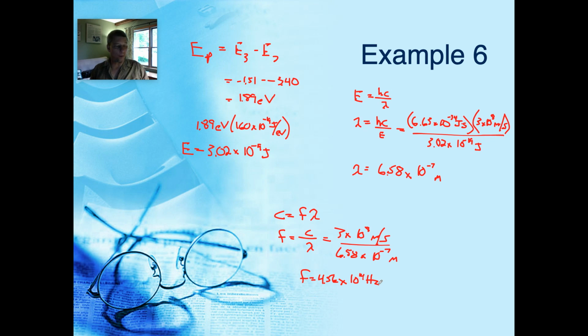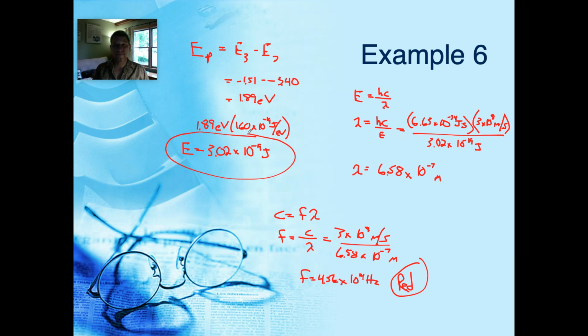All right, now, if you go back to the electromagnetic spectrum and look there, you'll notice that red light ranges from 3.84 times 10 to the 14th to 4.82 times 10 to the 14th. All right, and so since our light is 4.56 times 10 to the 14th, we have red light. Okay, and so the answer is that the electron emits red light when the electron jumps from the 3rd to the 2nd energy level in a hydrogen atom. Okay, so that is example number 6.